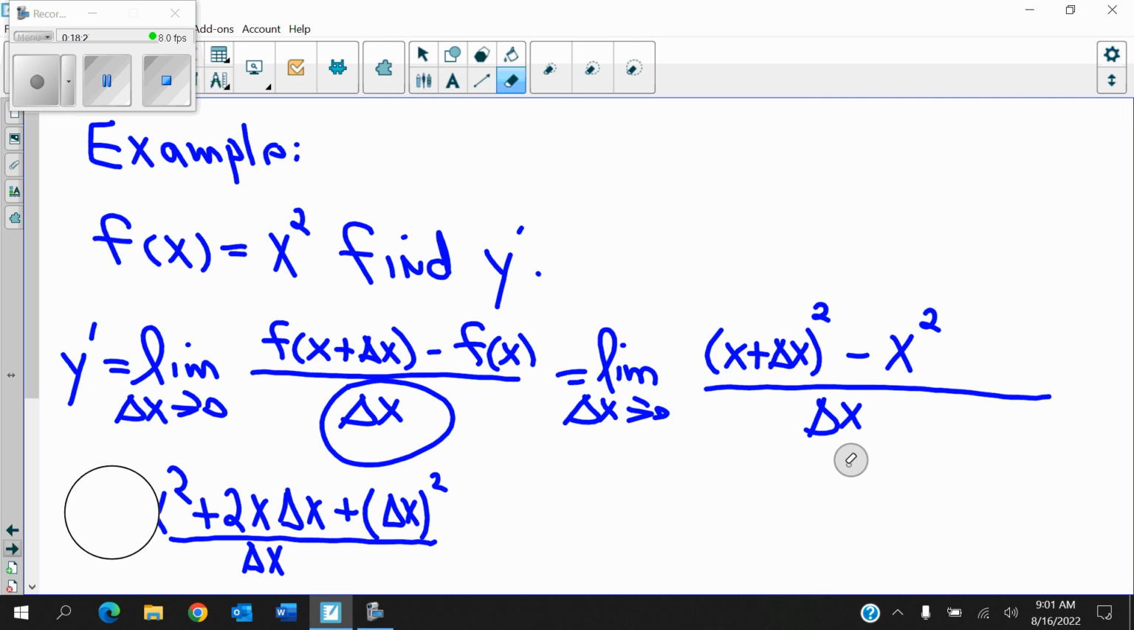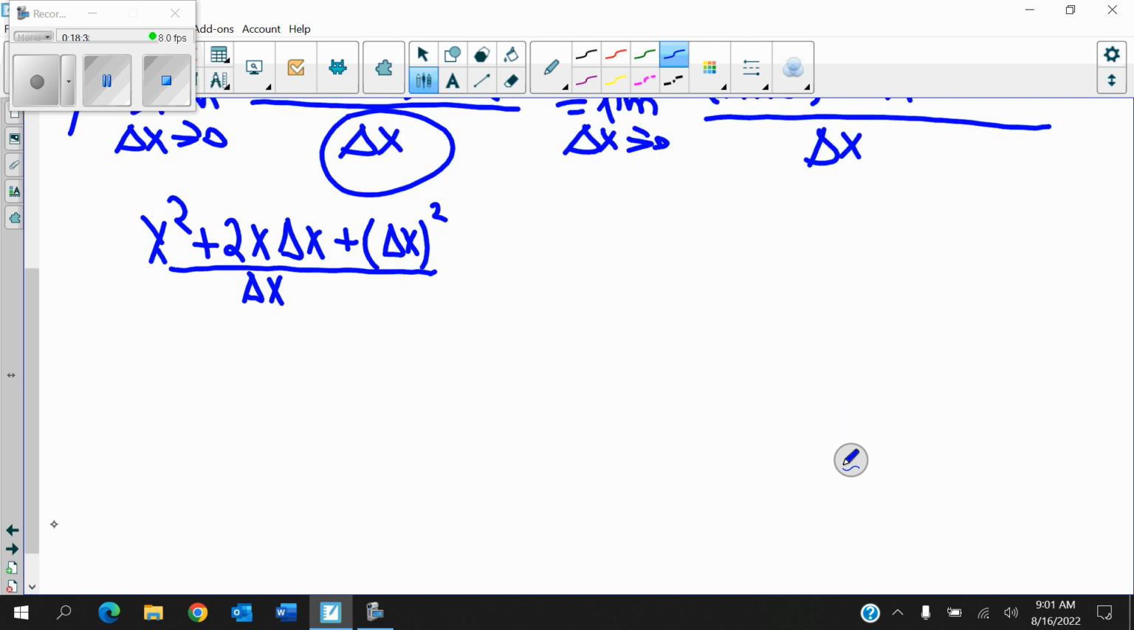Can't do that. When you get old, your mind goes. Limit. Wonderful. Yes. The limit as delta x approaches 0. There we are. Now we're all good.